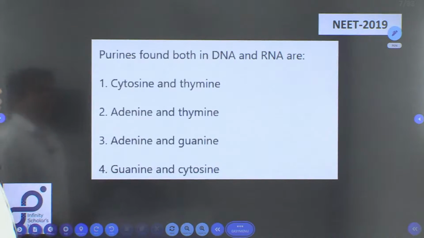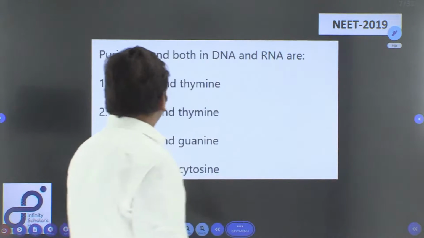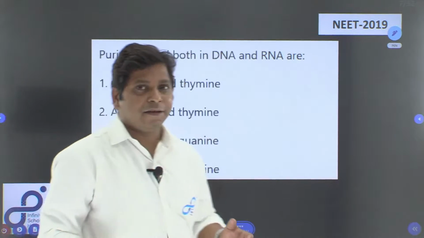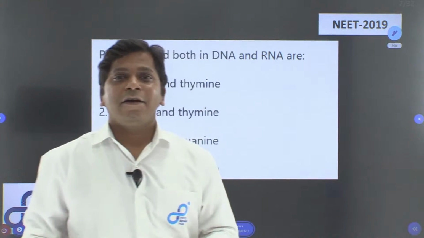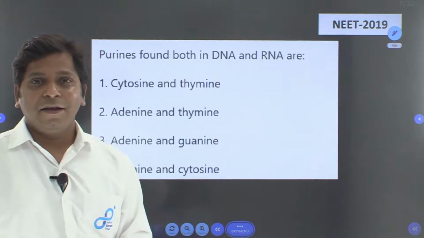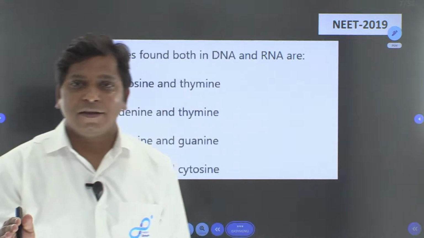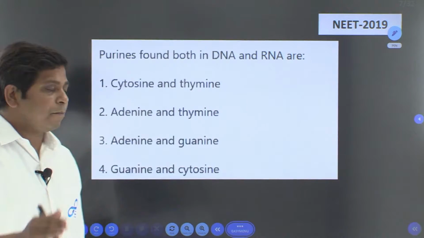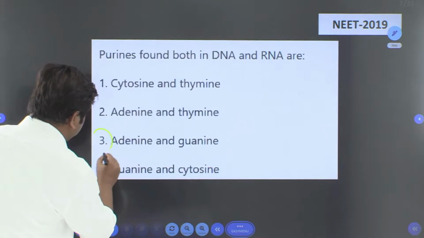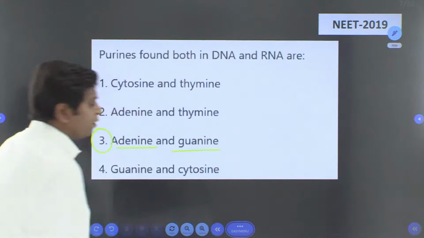So, this was a question that came in NEET 2019. Purines found both in DNA and RNA. It is asking what are the purines that are present both in DNA and RNA. We know that purines are common for both DNA as well as RNA. They are not different, they are the same, and those are what? Adenine and guanine. So, the answer is going to be the third option. Adenine and guanine are the purines.